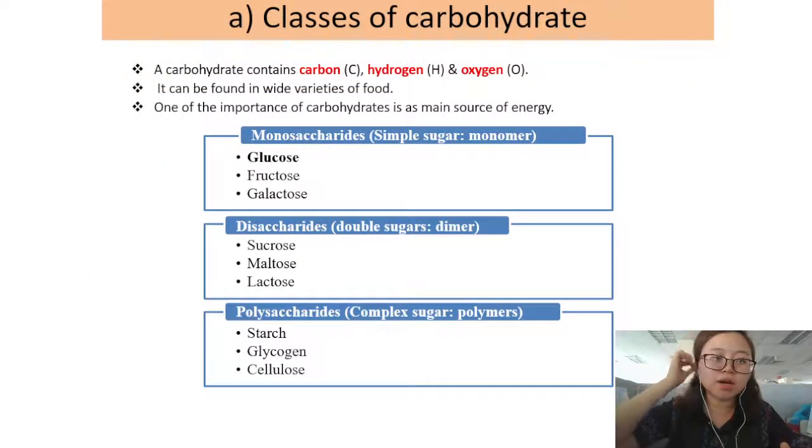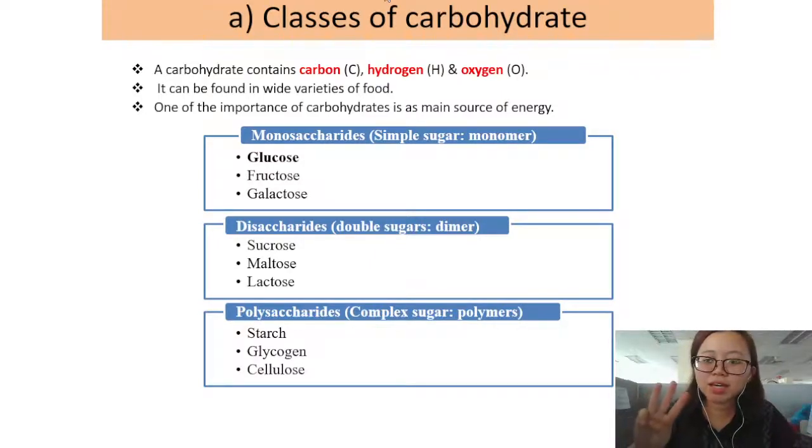So let's talk about, first things first, the classes of carbohydrates. So you know roughly what carbohydrates are. Like, you know bread has carbohydrates, noodles, rice has carbohydrates. And those are correct examples. Carbs are made up of carbon, hydrogen, and oxygen, and they can be found in wide varieties of our food. One of the importances of carbohydrates is it is our main source of energy. It's the main source of energy for a lot of living things.